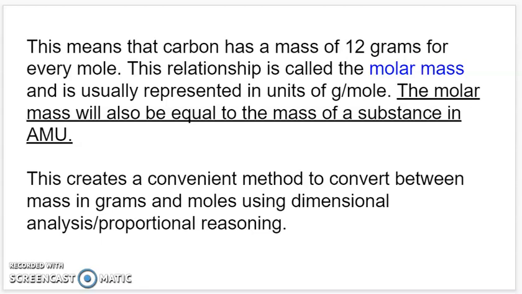And we call this relationship the molar mass. The units it's usually represented in are grams per mole, so grams over mole, like we can see here. And coincidentally, because we based that off of the mass of carbon in AMU, the molar mass will also be equal to the mass of the substance in atomic mass units. And the point of all of this is it gives us a very convenient method to convert between the mass in grams of a substance and the moles of particles that are in it using dimensional analysis or proportional reasoning.